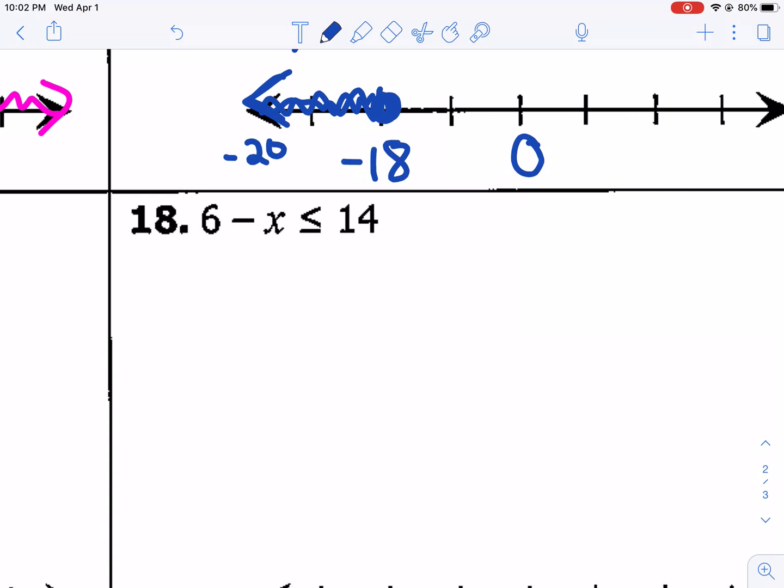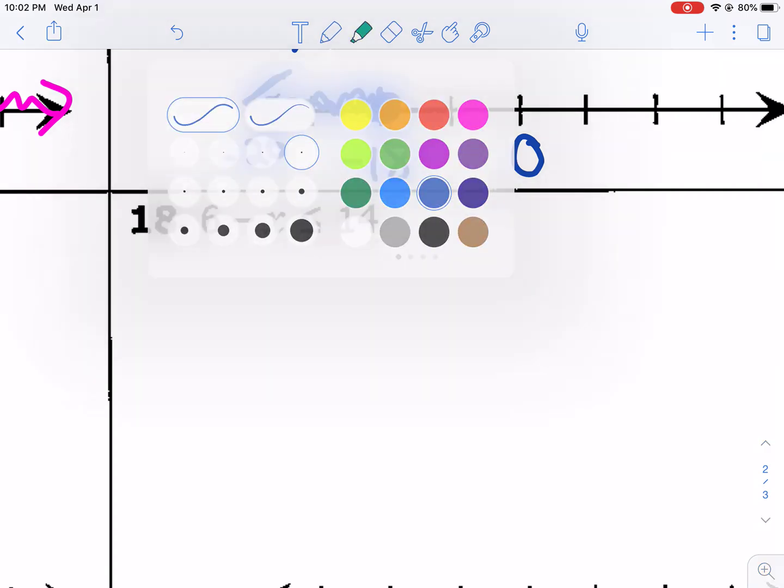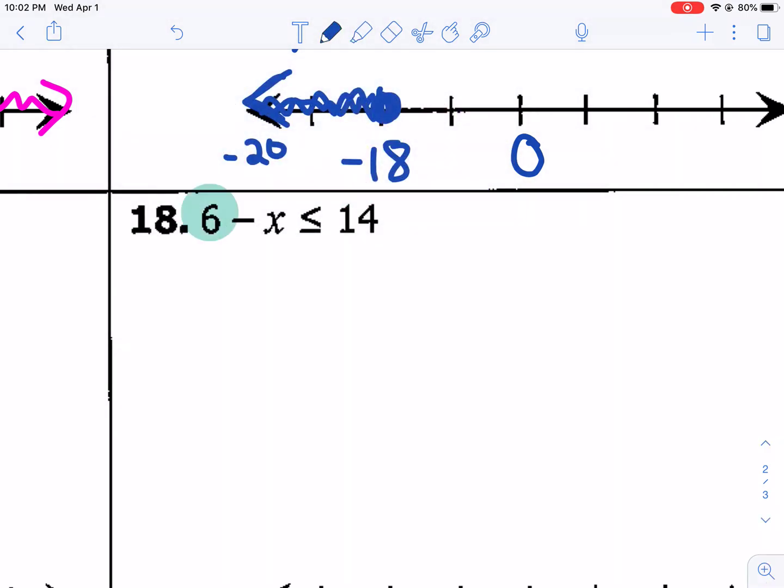Let's look at 18. All right, here's my x. Can't get there yet because I need to get rid of that 6. Ask yourself over -6, don't worry about what's behind it. Worry about what's in front of it. It's a +6. So let's subtract the 6. Carry this negative, or the subtraction symbol, down as -x is less than or equal to 8.